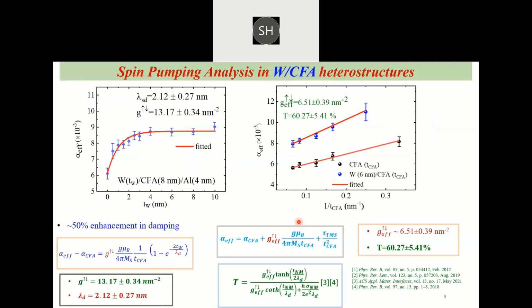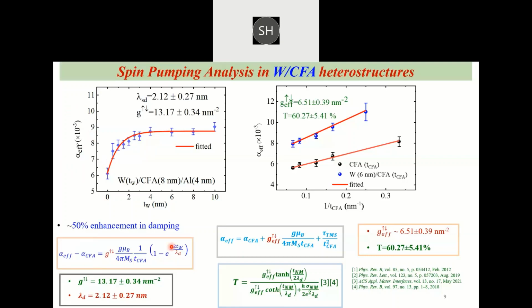So after establishing the structural quality of our grown structures, we have also performed spin pumping analysis in tungsten CFA heterostructure. First, we have performed the ferromagnetic resonance measurement on a series where the CFA thickness was fixed at 8 nanometer, and the tungsten thickness is varied from 0 to 10 nanometer. This variation is analyzed using a ballistic model, and using this, we have initially seen that with a tungsten layer of 4 nanometer or greater, there is almost a 50% enhancement in effective damping constant.